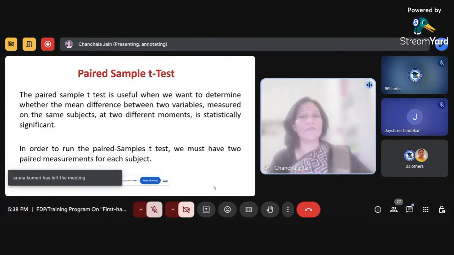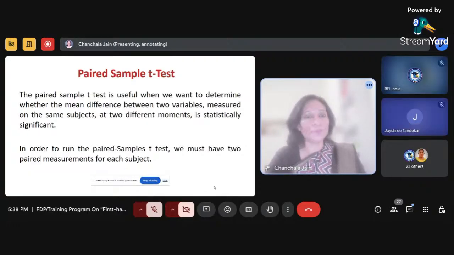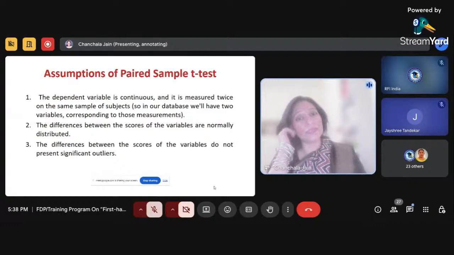I hope it is clear, friends. Yes, ma'am. Thank you. Moving ahead, talking about the assumptions of paired samples t-test.